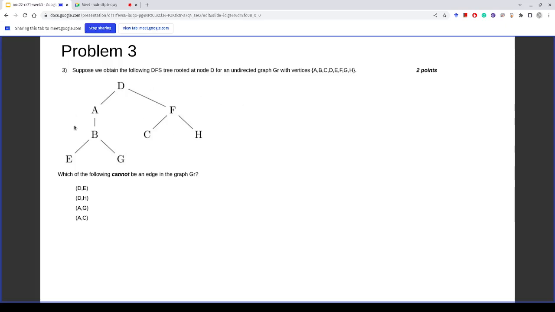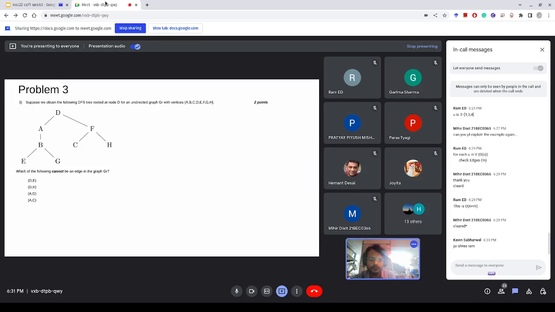So this is not the original graph, this is the DFS tree of the original graph. The original graph is G. The number of vertices is the same, but the number of edges can be different. Looking at the DFS tree, you have to figure out which of these cannot be an edge in the original graph G. Just read the question and try to think about it.